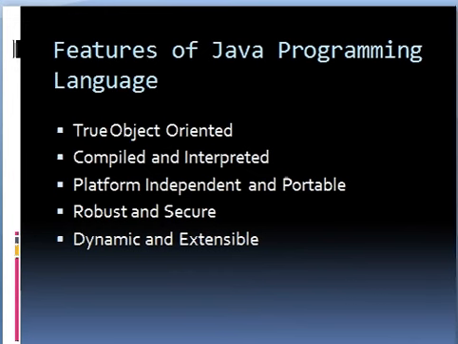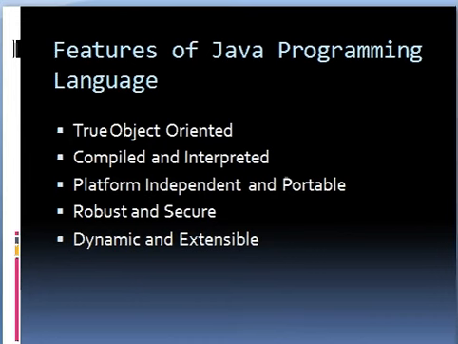So the features of Java programming language are as follows. Java is a true object-oriented language. So almost everything in Java is an object. All program code and data reside within objects and classes. Java also comes with an extensive set of classes arranged in packages that we can use in our programs by inheritance. The object model in Java is simple and easy to extend.